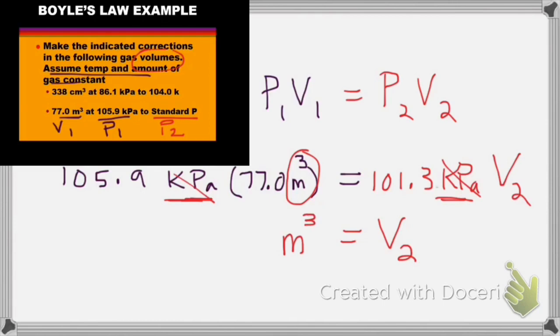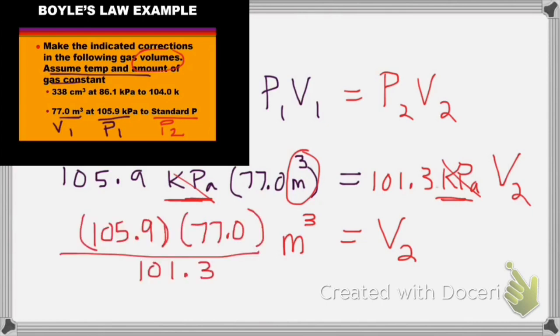And now we just do our different numbers here, rearrange our numbers with basic algebra, plug that into our calculator, and let's check. We would again want 3 significant digits in our final answer when we look at the original data, and I get 80.5, that would be meters cubed for volume 2.